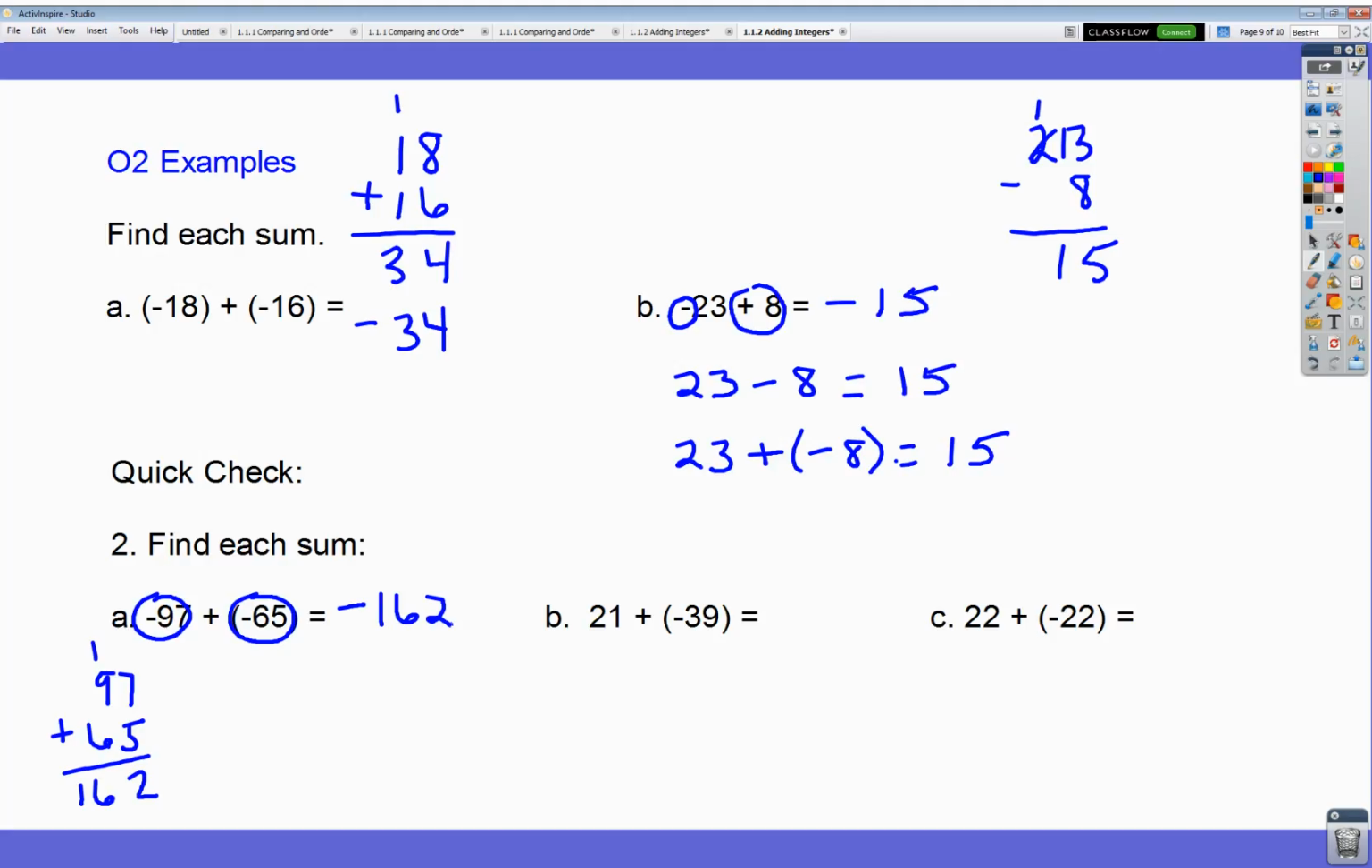Part B, I have 21 plus negative 39. I have different signs. I'm going to subtract, keep the sign of the larger number. My larger number is negative, so my answer is going to be negative. 39 minus 21 is 18, so my answer is negative 18. And letter C, you may have noticed that these are just opposites. 22 plus a negative 22 is just going to be 0.